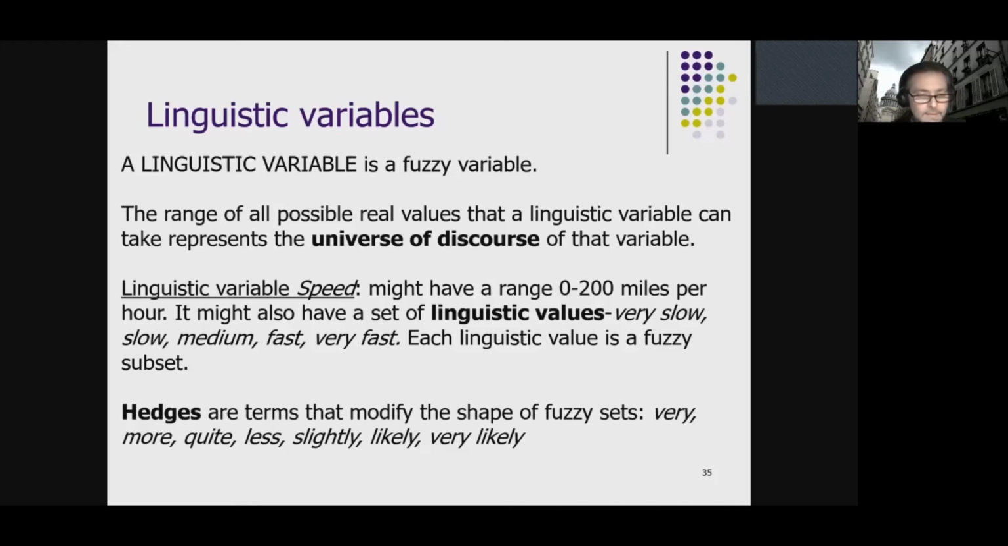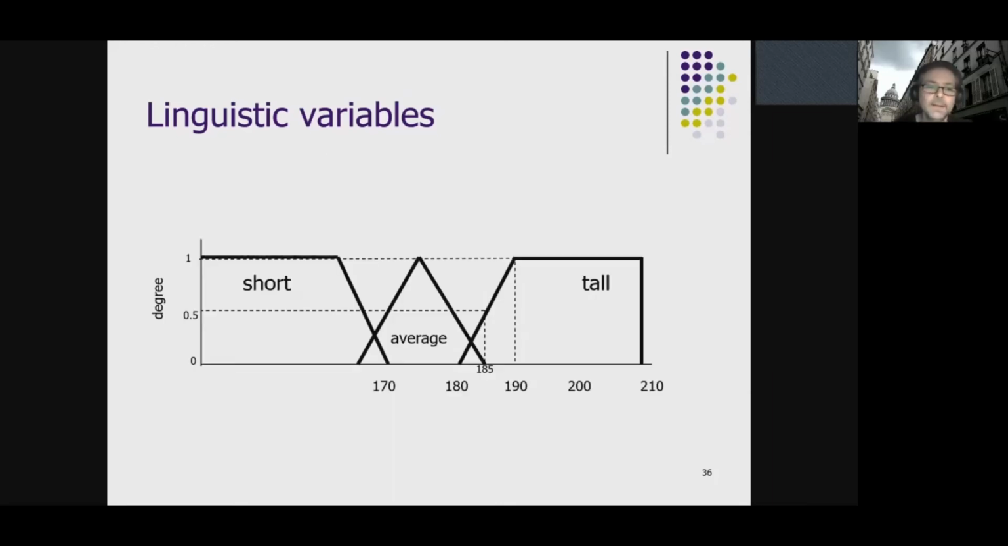Another interesting thing is this concept of hedges, which allows us to modify the shape of fuzzy sets. So in real life, we use terms like very, more, quite, less, slightly, likely, very likely. These are terms that we use when we speak. We say, we are very confident. What does that mean? In fuzzy logic, you can deal with that. We can quantify these terms.